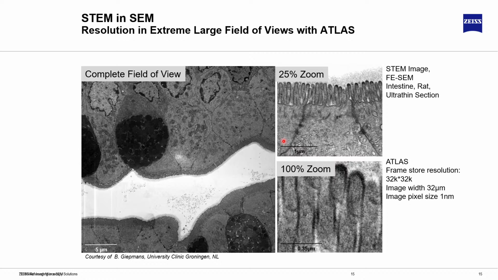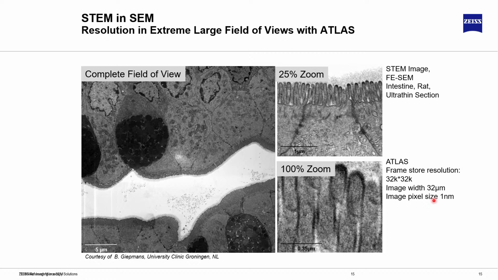Now, this is a very typical workflow or result that you can get from using a STEM detector plus Atlas in ZEISS instruments. For example, you can acquire a complete field of view at very high resolution, and you can zoom into your sample and acquire as much detail as you want. For example, here you have 32K by 32K with an image pixel size of 1 nanometer. That gives you very good detail.